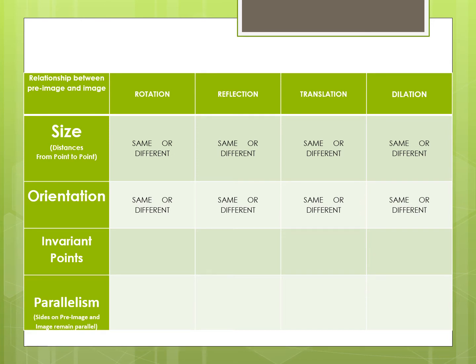Invariant points are points that don't change. So again, if you want to write that in, invariant means doesn't change. And parallelism means that the image and pre-image are parallel to one another. And just to be clear, we're talking about each side separately in this case, not the shapes themselves, but each side of the shape. So we're going to go ahead and talk about rotations first.